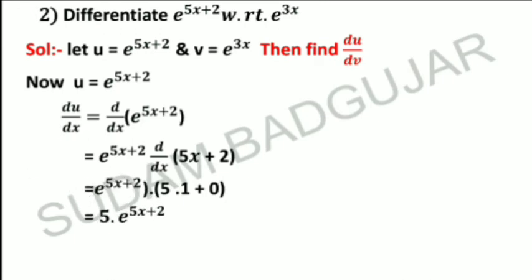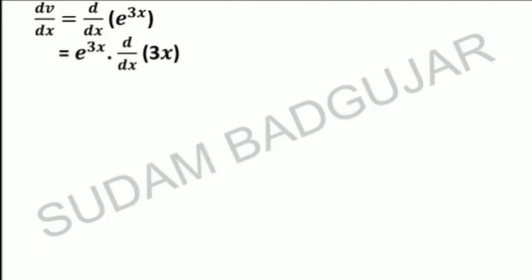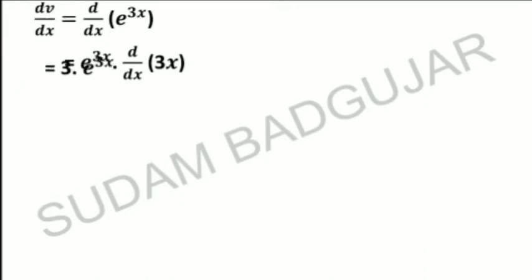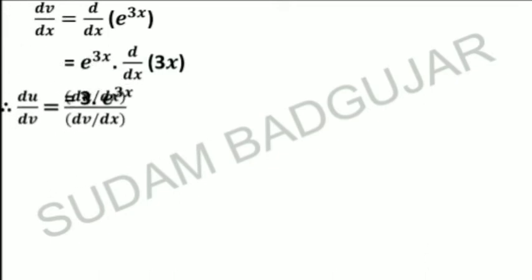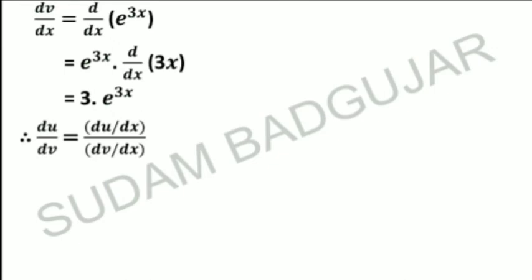Similarly, you have to find dv by dx. So v is equal to e raised to 3x, therefore dv by dx is equal to 3 into e raised to 3x. Now again you have to apply the formula. Du by dv is equal to du by dx upon dv by dx. Substitute both the values, that is 5 into e raised to 5x plus 2 divided by 3 into e raised to 3x.